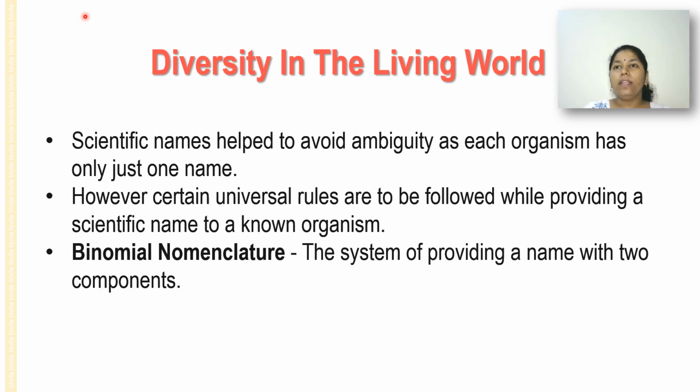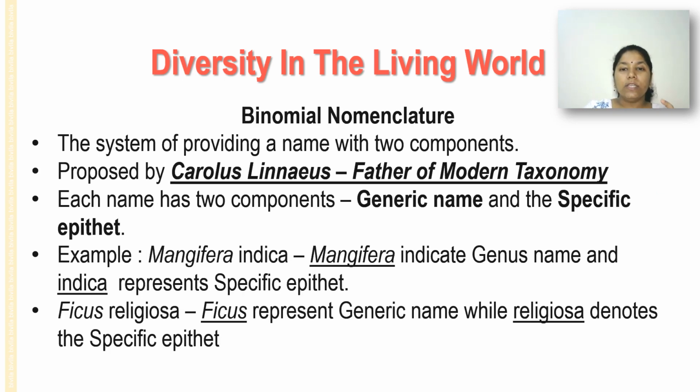In the scientific name you can see two components. The first name is the generic name, while the second name is the specific epithet. This system of providing a name with two components is known as binomial nomenclature.